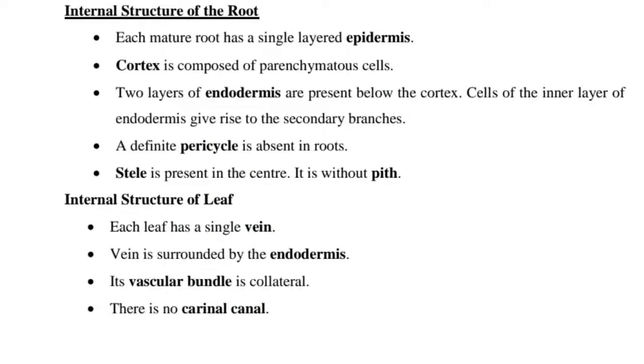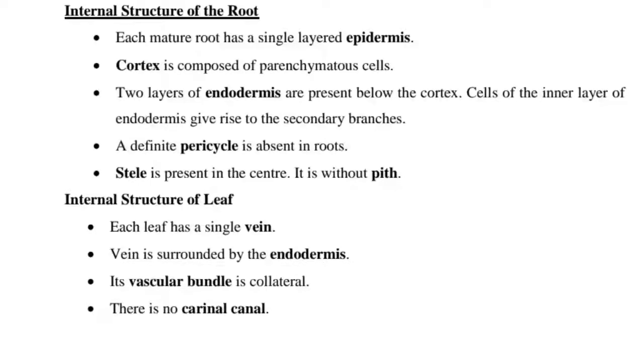Internal structure of the root. Each mature root has a single layered epidermis. Cortex is composed of parenchymatous cells. Two layers of endodermis are present below the cortex. Cells of the inner layer of endodermis give rise to the secondary branches. A definite pericycle is absent in roots. Stele is present in the center. It is without pith.